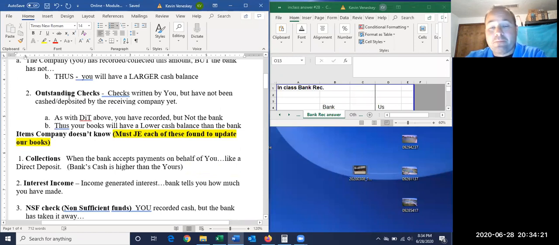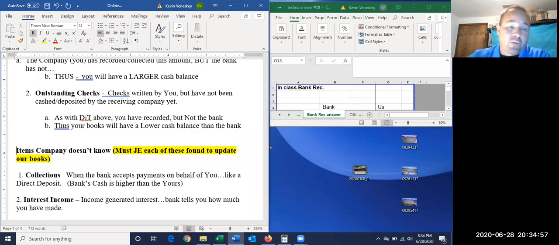The other thing that you know as the company, but the bank doesn't know, are what's called outstanding checks. These are checks that you have written to one of your vendors, and they just haven't deposited it yet. So you know that you're going to be out that money. It may be another day or two or a week, but you can't rely on what the bank says because they just don't know that you wrote this. Now, any of these items we already know about, so we don't adjust anything in our books.